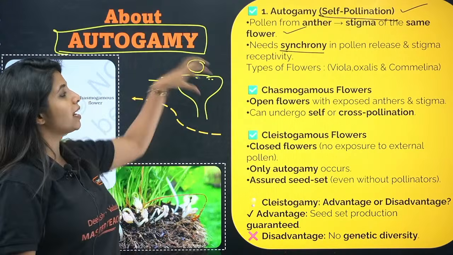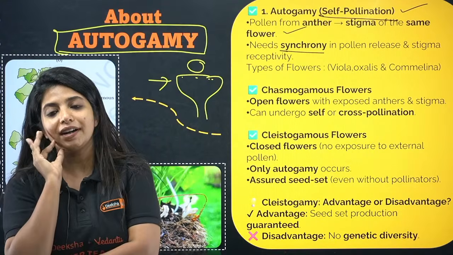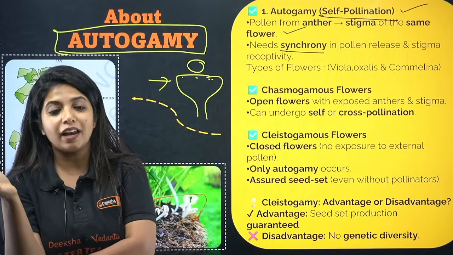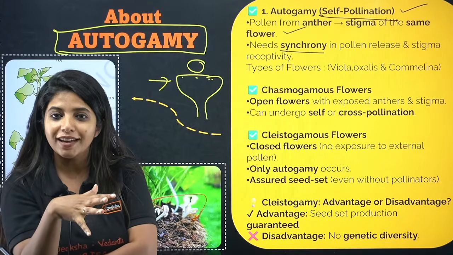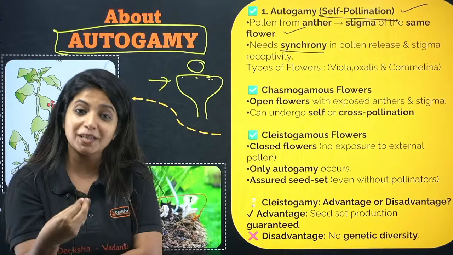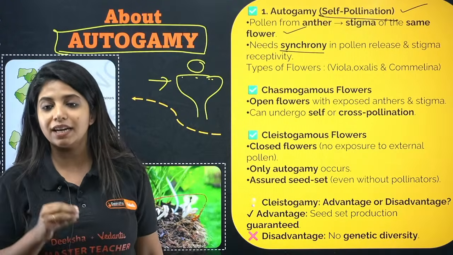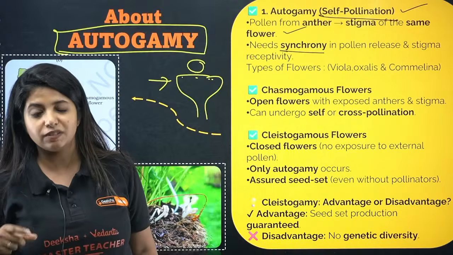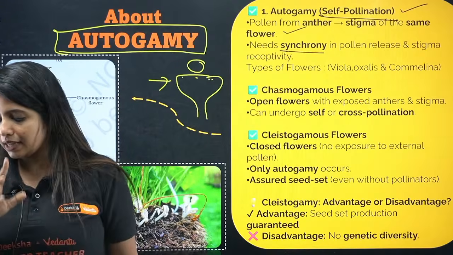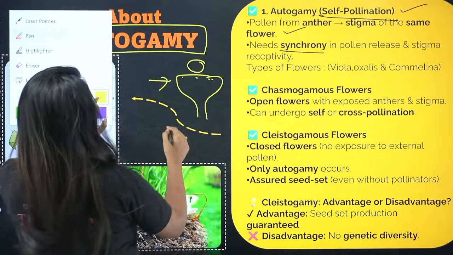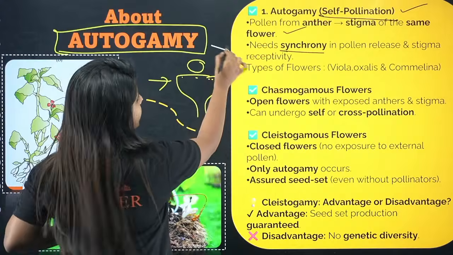Suppose the pollen has come, but the stigma is not ready for allowing the germination process to happen. Do you think then successful fertilization could happen later on? No. So we need synchrony in pollen release and stigma receptivity. This is the first need in the case of autogamy.